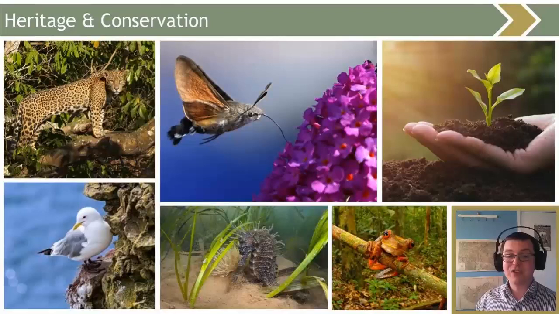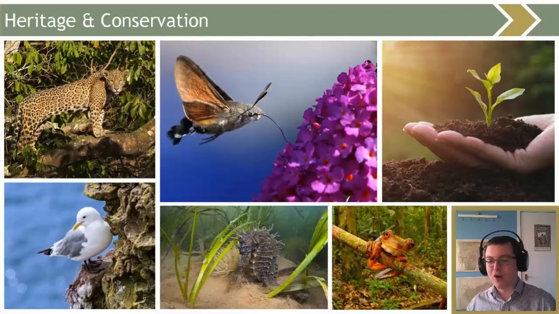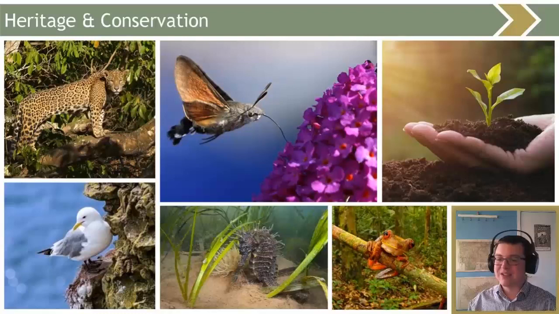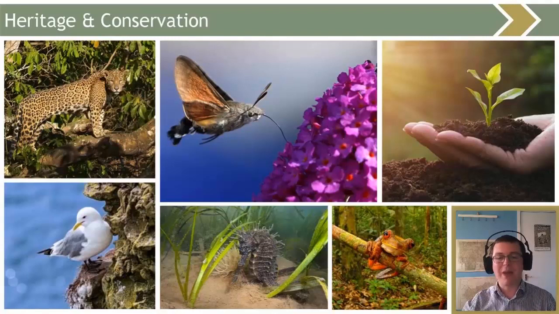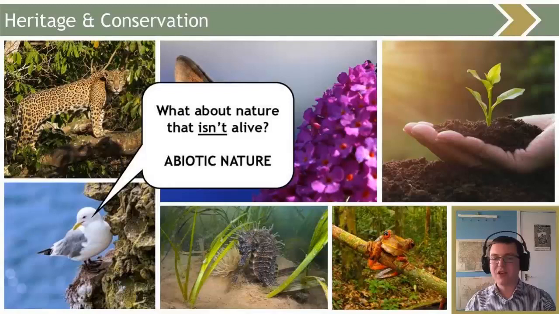When we think about conservation, we might also think about some of the images here. Indeed, if you were to go on a web search for images associated with conservation, you will find precisely these images. Evocative big cats, beautiful flowers and insects, people nurturing plants and things like frogs and sea creatures. This is what people tend to think about when they're talking about conservation. But our feathered friend might ask a question. What about nature that isn't alive, or what we might call abiotic nature? Don't we have to think about the conservation and the heritage of these things too?